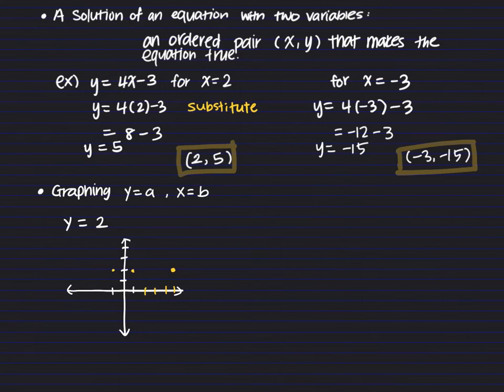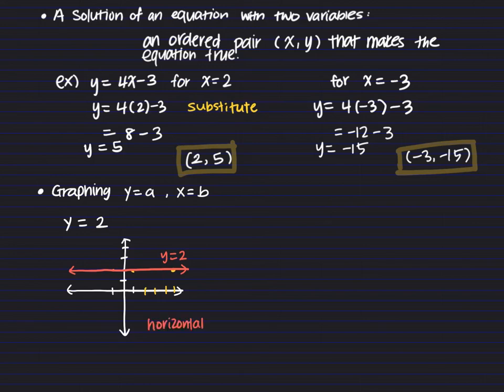So whenever I have y equals 2, it's going to create a horizontal line on 2 only. I connected all these dots, and this is y equals 2. That means my y answers are always 2. It's going to be a horizontal line.